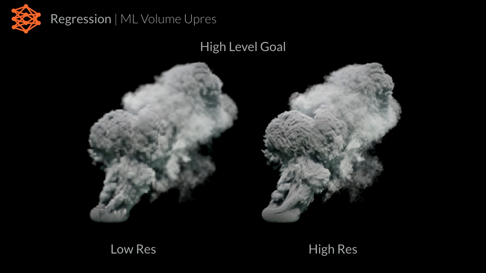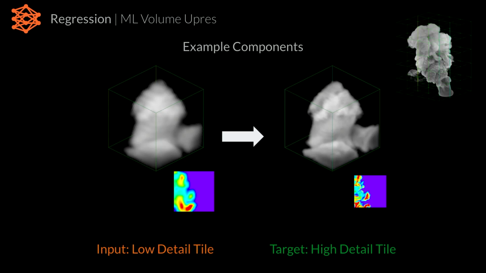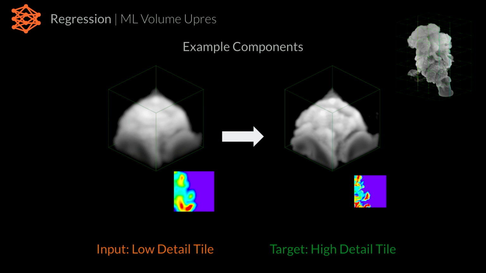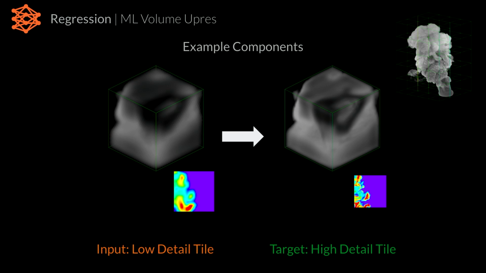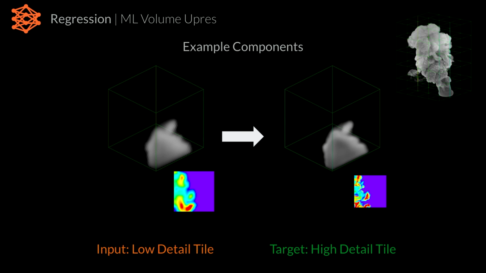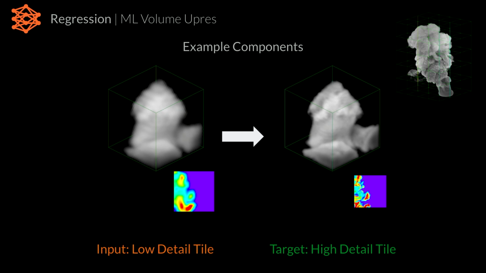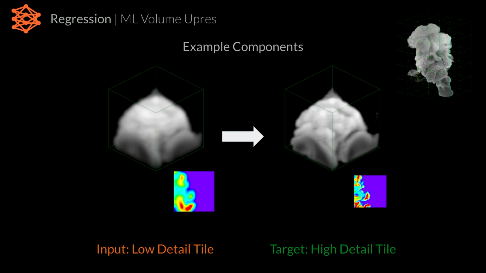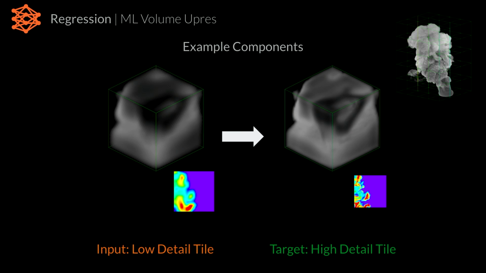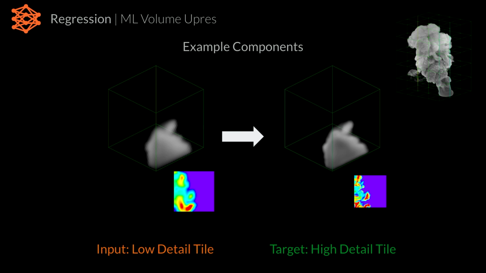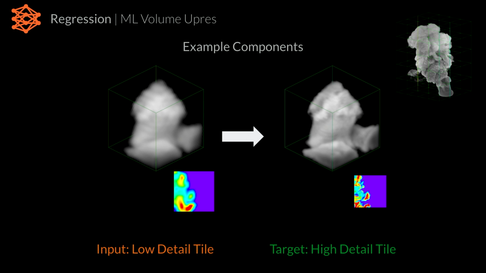This is the final application of regression that we're going to talk about in this talk. The high-level goal is to go from a low-res 3D voxel grid to a high-res 3D voxel grid. These voxel grids are too big to fit in GPU memory usually, so we split up the voxel grid into subgrids, which we call tiles. So we have a low detail tile that is mapped to a high detail tile. So each labeled example is a combination of a low detail tile and a high detail tile.